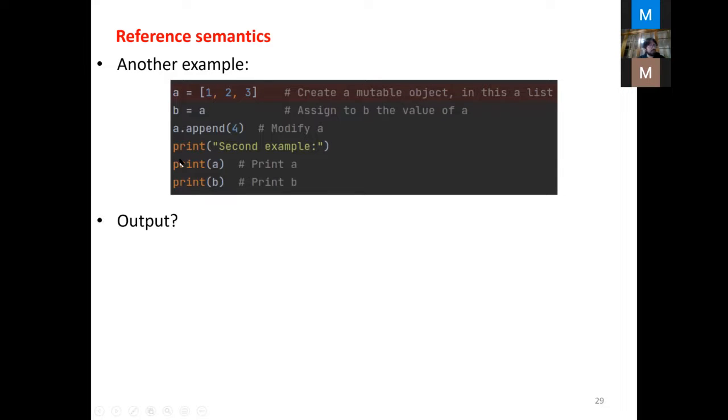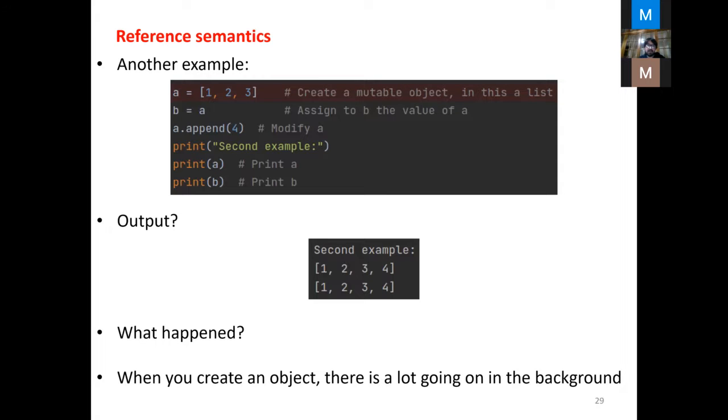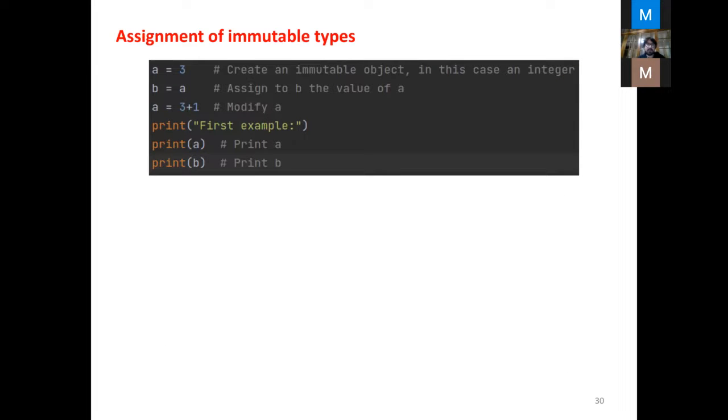One would expect a similar result as before, but actually the output of this is this one. So the value of B was modified even if we didn't modify it ourselves. So what happened exactly? This is related to what happens in the background when you create an object. So let's go through how that works.